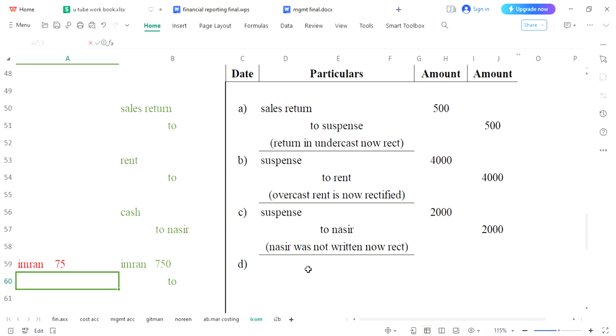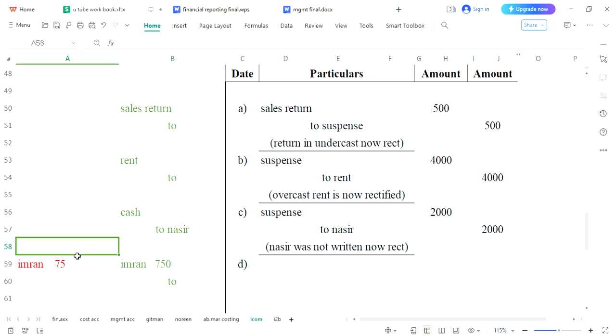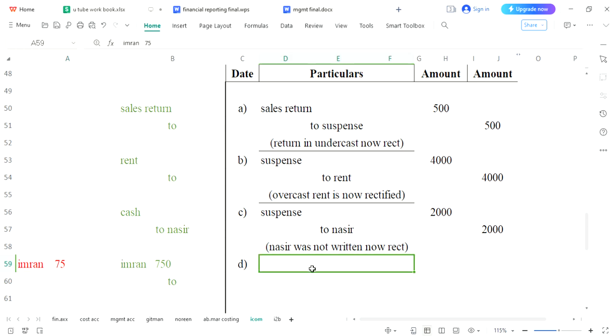Now please note the mistake. Imran was supposed to be debited 750, but we have written only 75. It means the amount is less, it is undercast. In undercast, what will we do? Imran was not written in full amount. Undercast, same side, debit to debit, credit to credit.